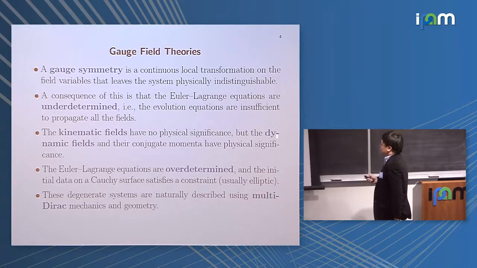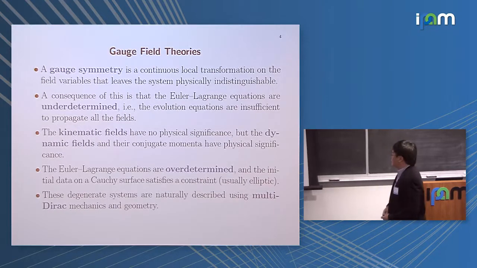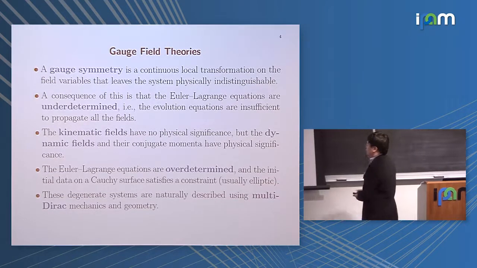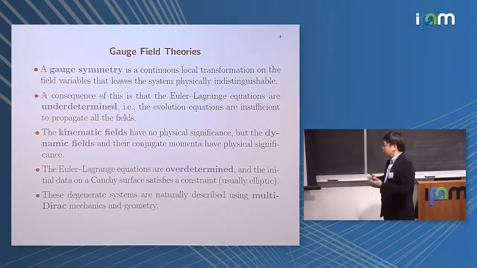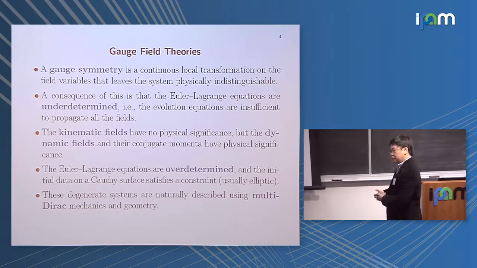A consequence of this is that the corresponding Euler-Lagrange equations are underdetermined, in the sense that if you just look at the evolution equations in and of themselves, they're insufficient to propagate all the fields. There is a decomposition of the variables into kinematic fields, which have no physical significance, and dynamic fields and the conjugate momenta, which are the ones which carry the physical information.